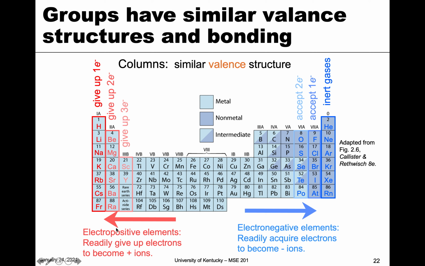And so the ones over here, which give up electrons very easily, are termed electropositive elements because they readily give up electrons to become positive. And then over here, these want to accept electrons, so they're electronegative because they readily acquire electrons, becoming negative ions.